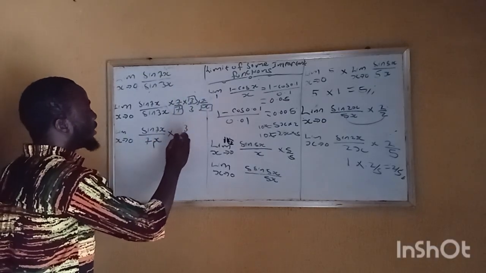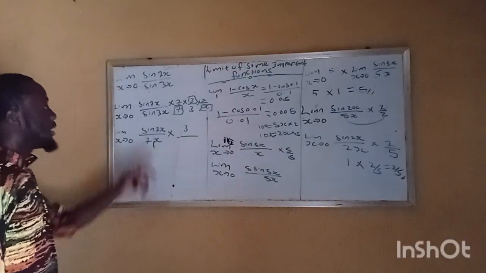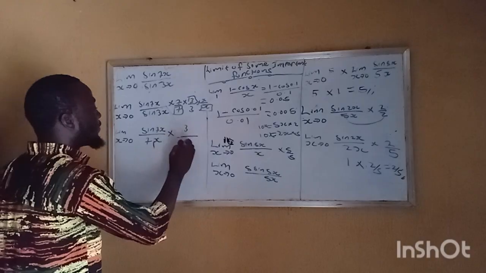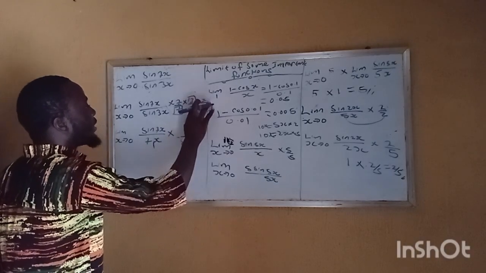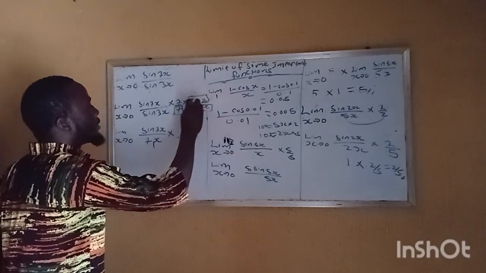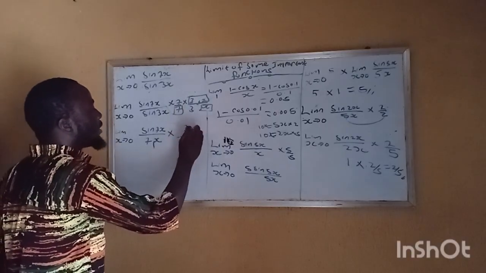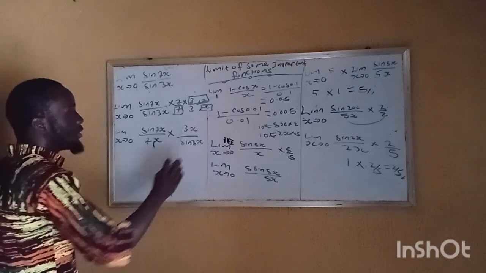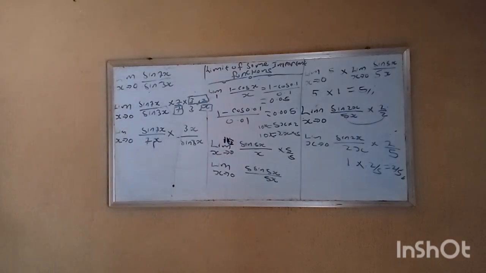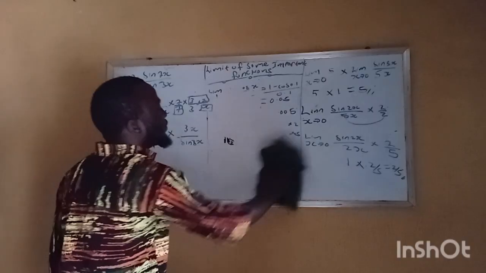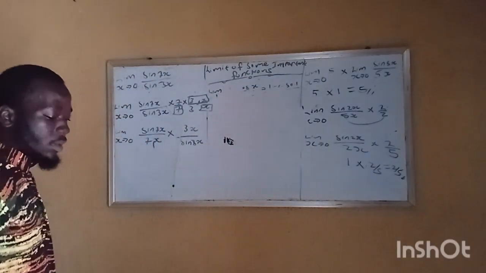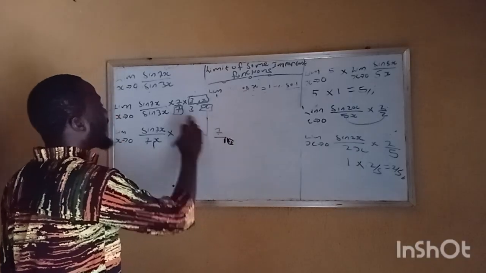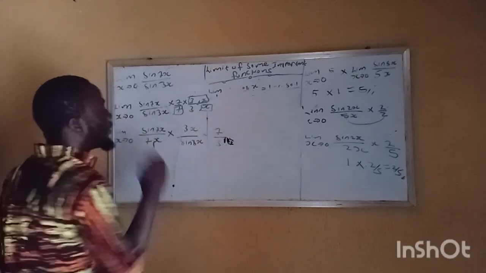3 all over. Now, instead of writing 3 under 3, I'm going to take 3x, this 3x rather, and write 3x over sine 3x, right? Multiply by what remains right here in the numerator, which is 7, all over what remains right here, which is 3. Do you get it?